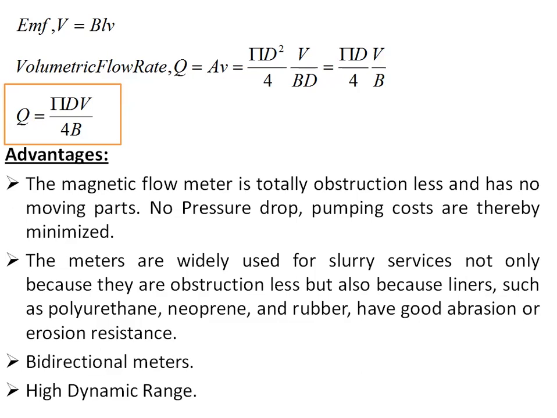These electromagnetic flow meters are bidirectional, so they can measure flow in both directions, and they have a high dynamic range of 1:20. So they can measure very low to high flow rates using the same flow meter. In addition to these advantages, there are some disadvantages, like the measuring fluid should be conductive, and the minimum conductivity is specified by the manufacturer.